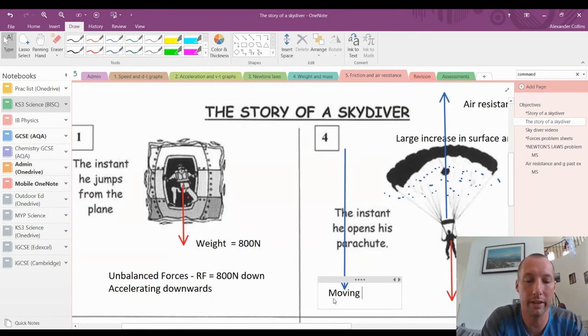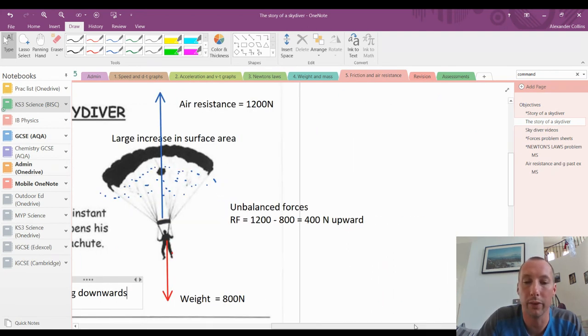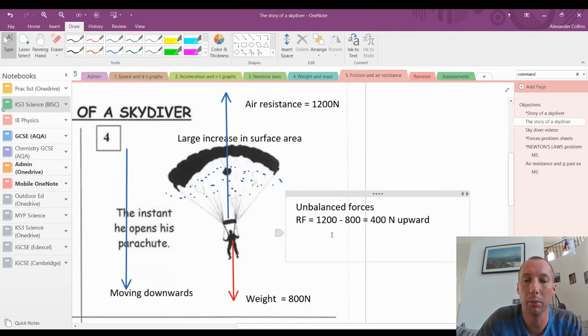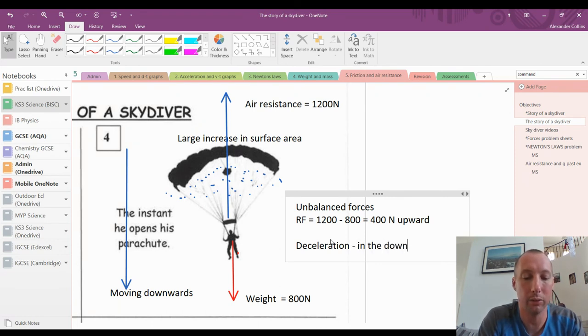So it was already moving downwards. And now it's moving downwards, but we've got a bigger force in the upward direction. So what we're going to find is that this causes deceleration, okay? Because deceleration occurs when the resultant force acts in the opposite direction to the way that the object is moving. So it's still going to continue moving down, but we say deceleration in the downward direction, while moving in the downward direction.